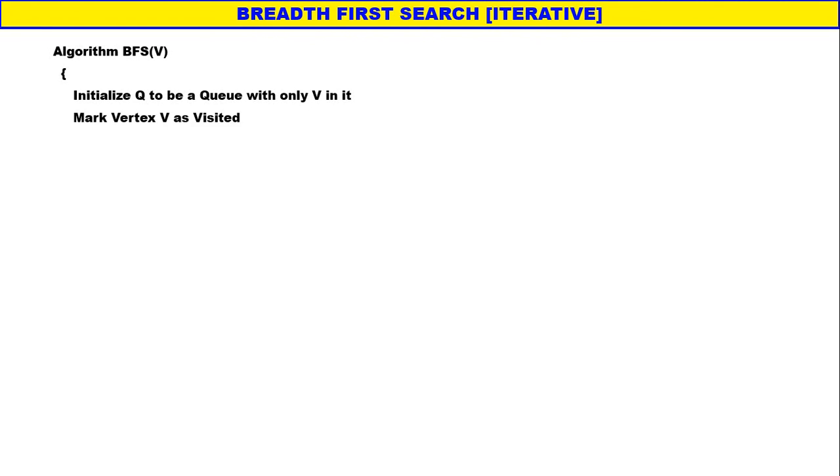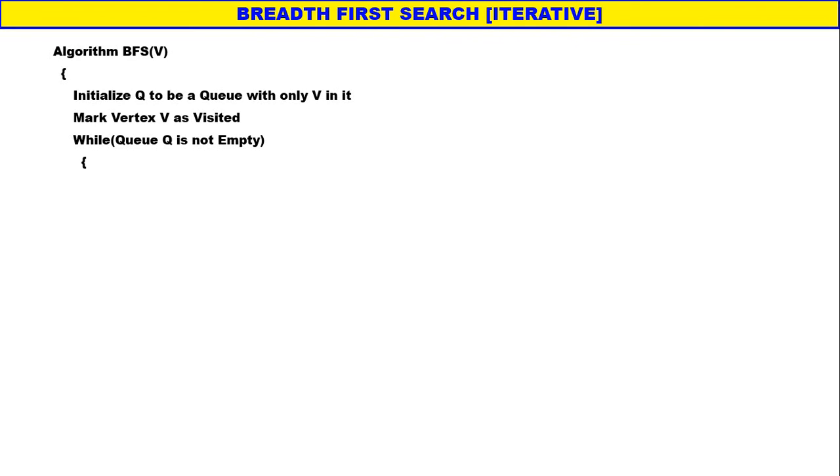Now let us write the algorithm for iterative breadth first search formally. Algorithm BFS, V is the source vertex. Initialize Q to be a queue with only V in it. Just now we did that. And mark V as visited.